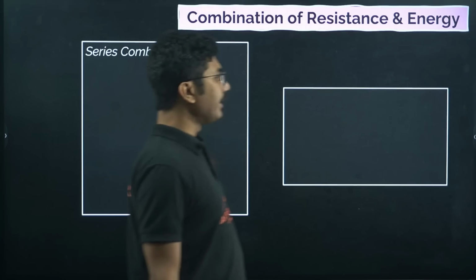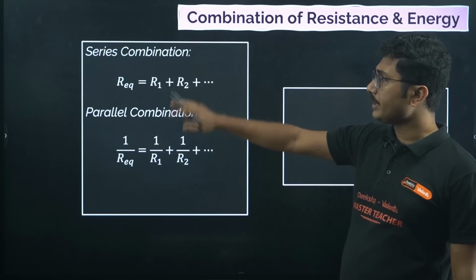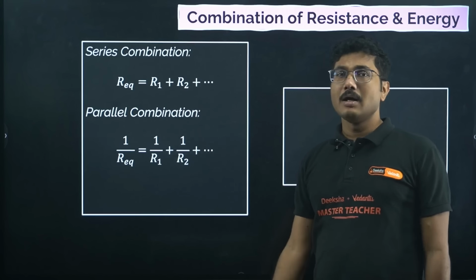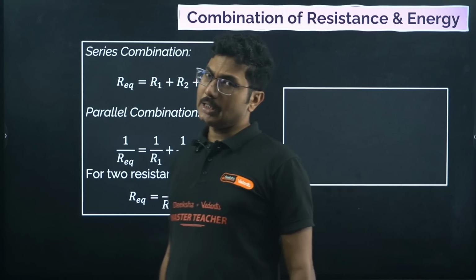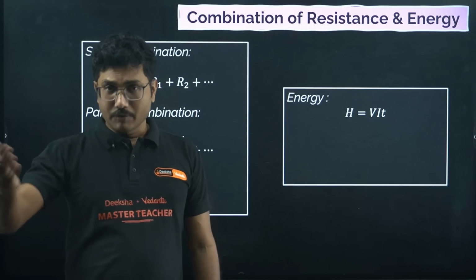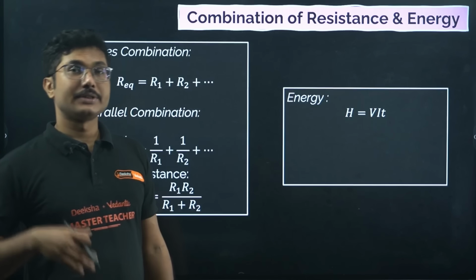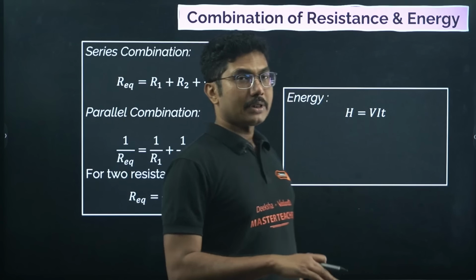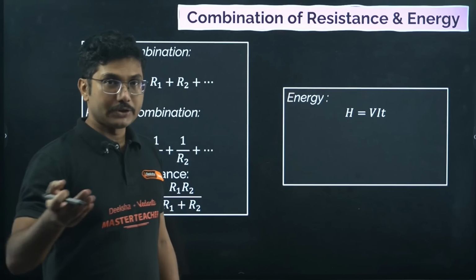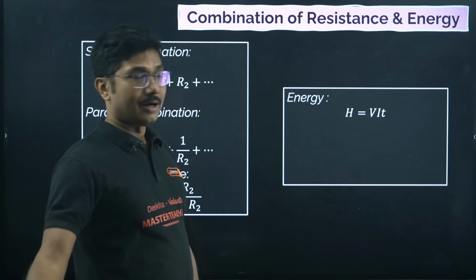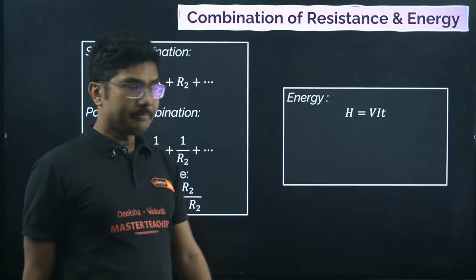Now resistances I already explained in the capacitor part. Everything is the same as capacitor. The only thing that changes is that series and parallel are actually inverted, for two resistances, R1 R2 by R1 plus R2. Now resistance you have been using since your class 10th, so you are more familiar with resistance than capacitance, so you can remember the resistance formulas and apply the same thing for capacitance but in the opposite way.